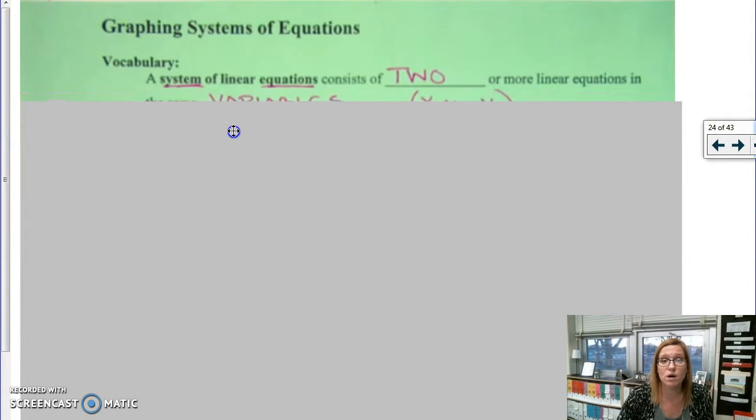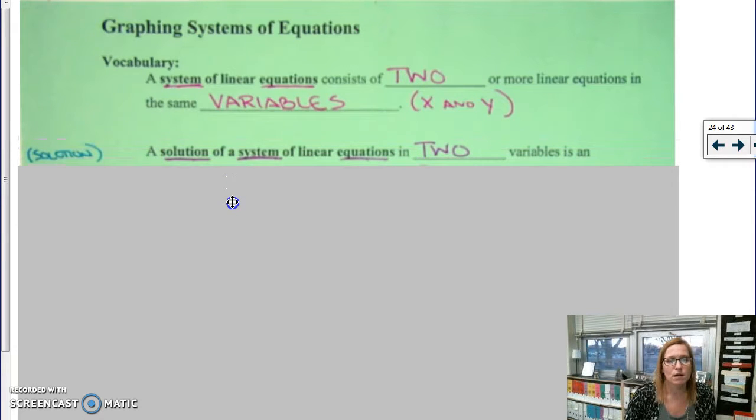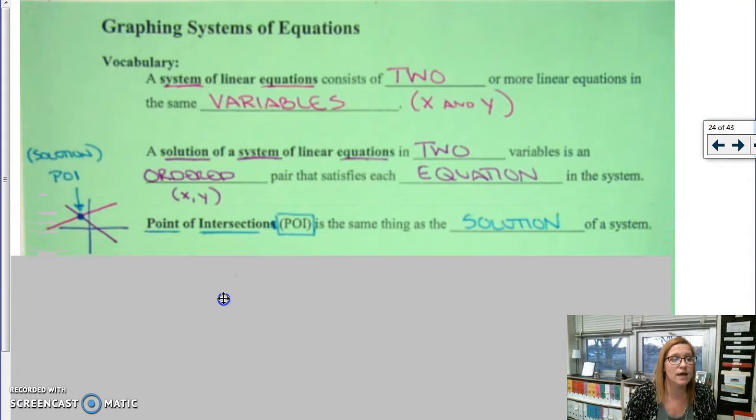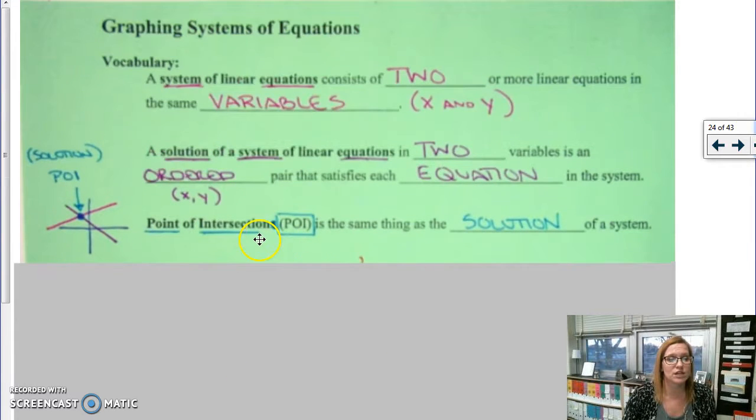So it consists of two or more linear equations in the same variables. So both equations will have x and y in them, so they'll be on the exact same plane. So on a graph, you would see two lines together or more. A solution of a system of linear equations in two variables is an ordered pair that satisfies each equation of the system, which means this ordered pair is a solution to each line that is on your graph. And how you can recognize that is by looking for the POI, which is known as your point of intersection.